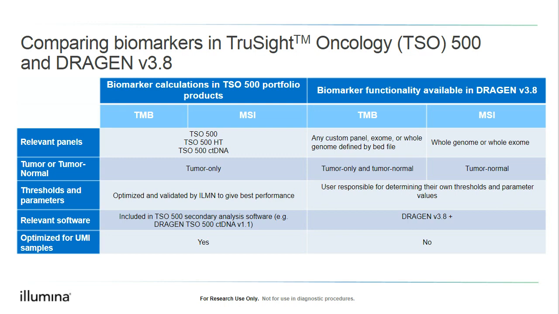The TSO 500 portfolio is optimized for UMI samples, whereas the DRAGEN offering in 3.8 is not optimized. So again, we are giving you the functionality and all the flexibility, but it's up to the user to do all the adjustments and to make sure that the thresholds and the bed files they provide are correct and accurate based on the sample that they are running.